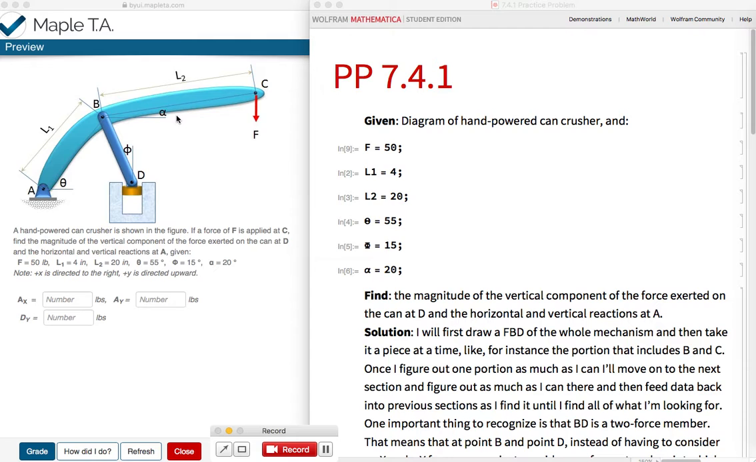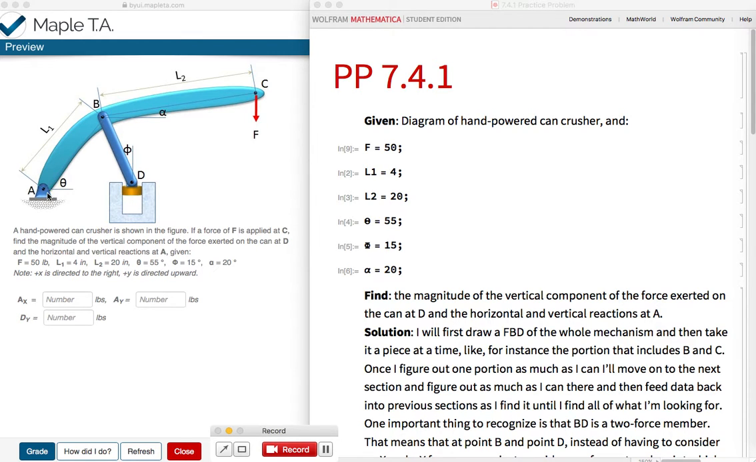BC. So what they want us to find is the magnitude of the vertical component of the force exerted at point D. So basically what's going straight down to crush this can. And then they also want us to find the reactions at A.